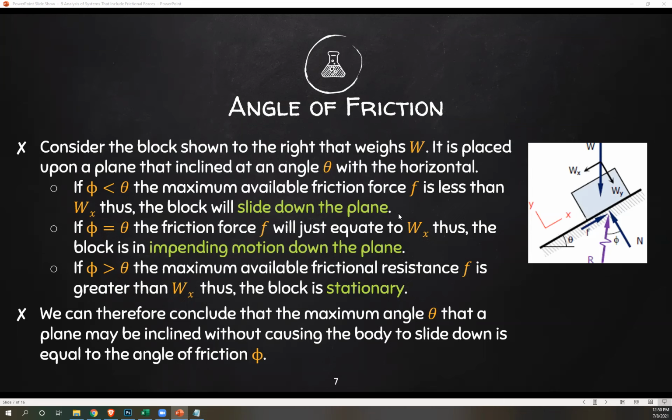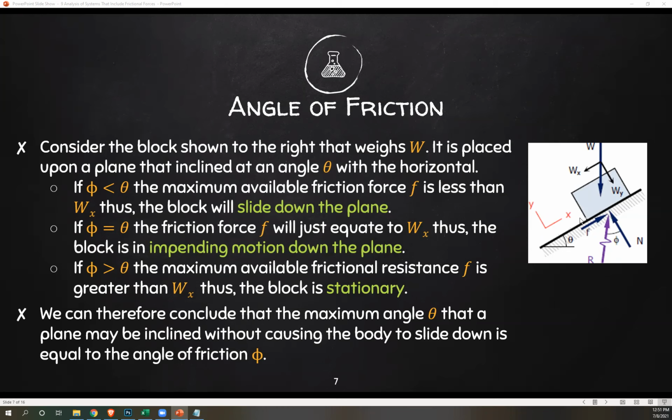Now, if phi is equal to theta, the friction force F will just equate to W sub x. Thus, the block is in impending motion down the plane. So W sub x equals F, it's an equilibrium. So there's no motion. However, for friction, you don't just say it's an equilibrium or it doesn't have motion. We say it's impending motion down the plane, meaning any additional force will make your object move, specifically downward.